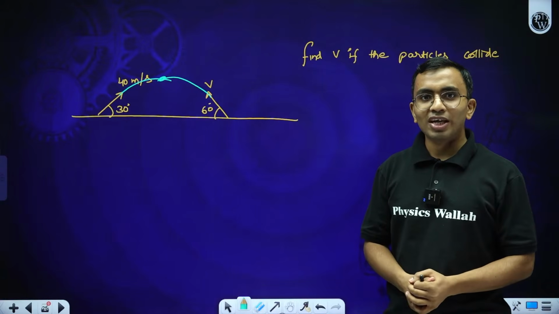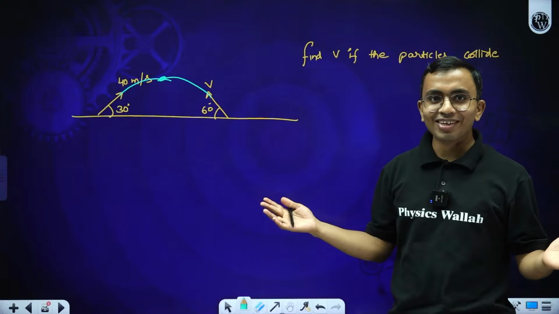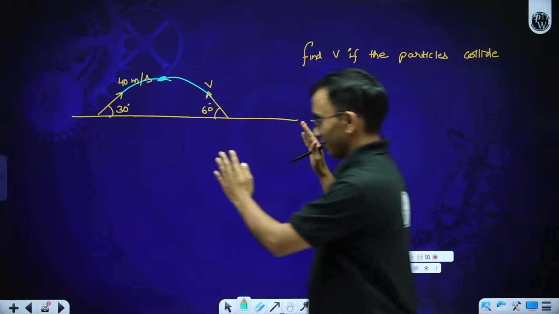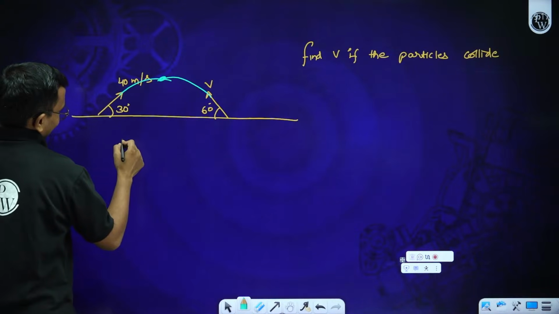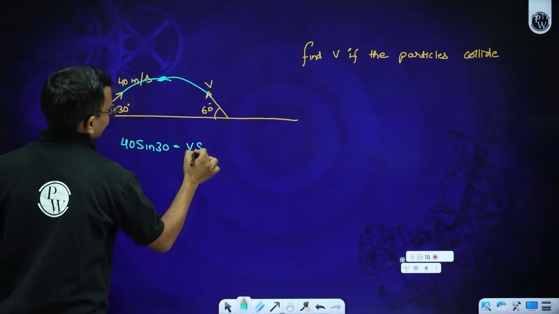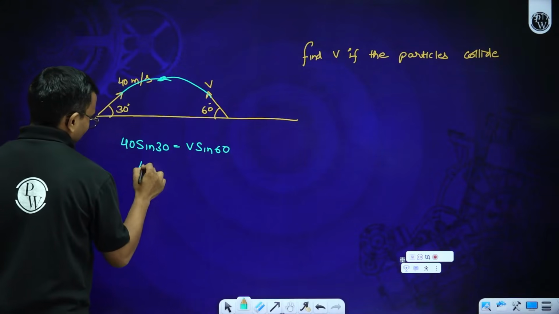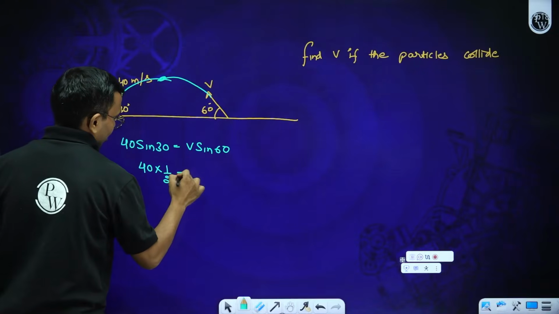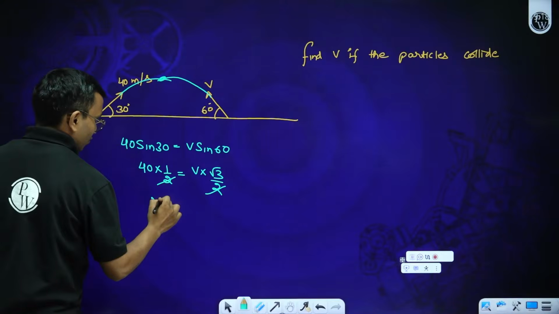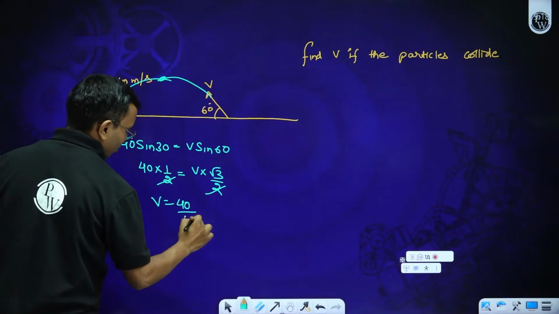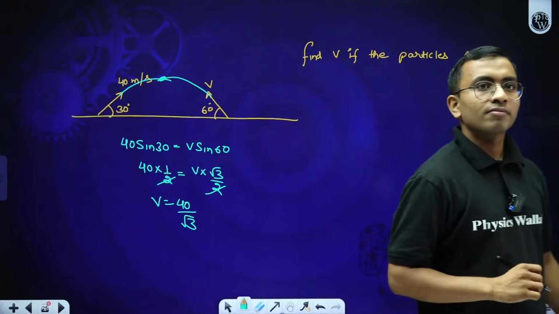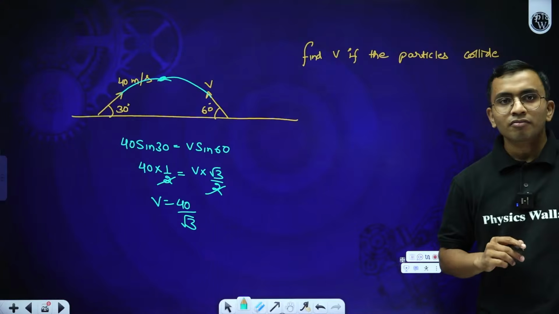Relative motion along the y-axis. Relative acceleration along the y-axis is 0. They have to have the same velocity along the y-axis. So to collide in air, I will say 40 sine 30 has to be equal to v sine 60. 40 into 1 by 2 is equal to v into root 3 by 2. So v comes out to be 40 divided by root 3. Clear?